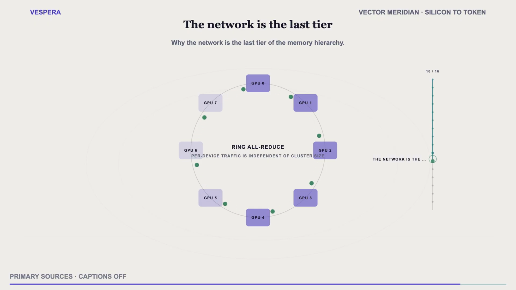The result is that each device sends and receives an amount of data that is independent of the number of devices. It depends only on the size of the tensor. The all-reduce cost stops growing as the cluster grows. That property is the reason large-scale data parallelism is possible at all. Without it, communication would grow with cluster size, and there would be a hard ceiling on how many devices could usefully cooperate. And then the technique that makes it disappear: overlap.